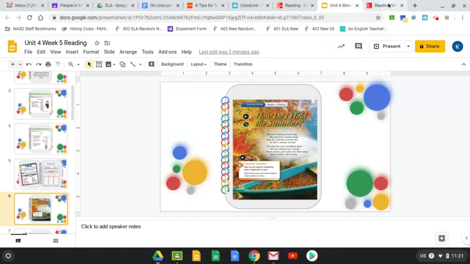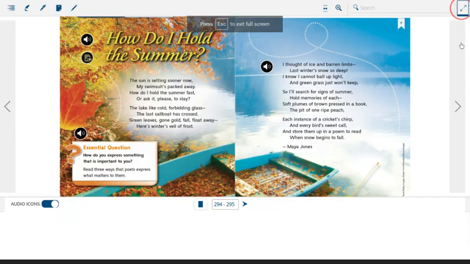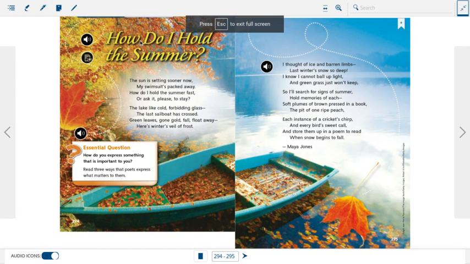Okay, so we're going to head over and we are going to start with How Do I Hold the Summer? Before I get started, I always tell everybody to take a look at some of your text features here. In the title, How Do I Hold the Summer? I take a look at the pictures and I begin to think in my mind, okay, looks kind of warm. The colors on the trees show me that the season may be fall, but the title says summer. So, what is it that the poem's sharing with us today?